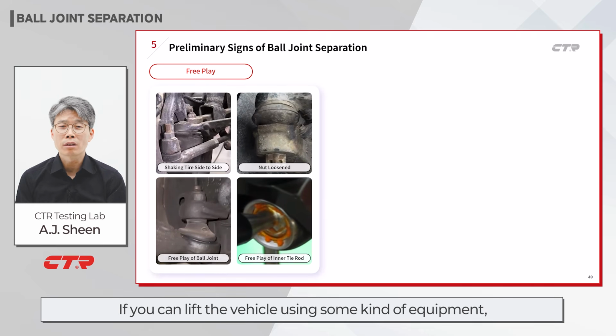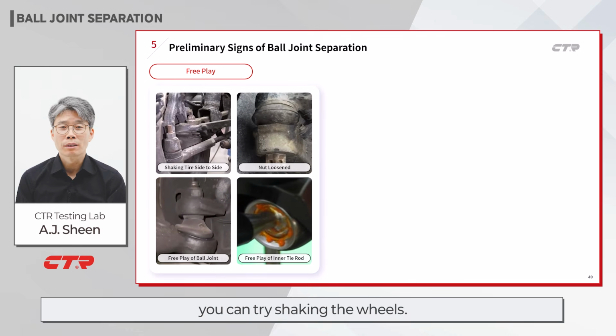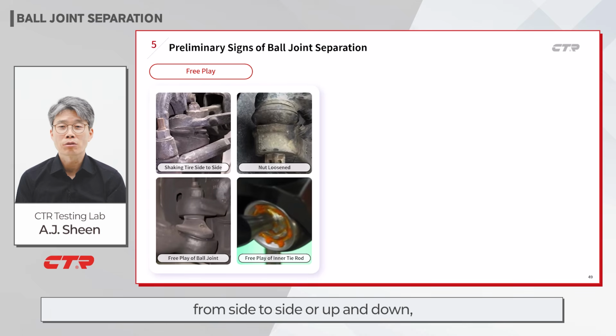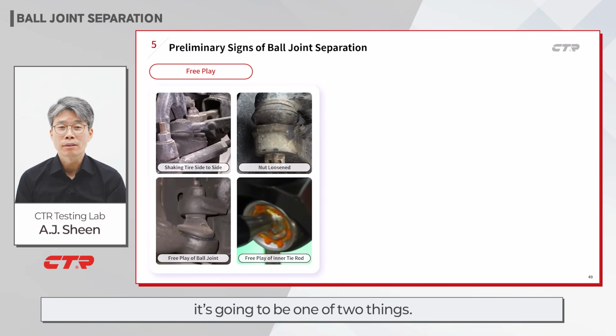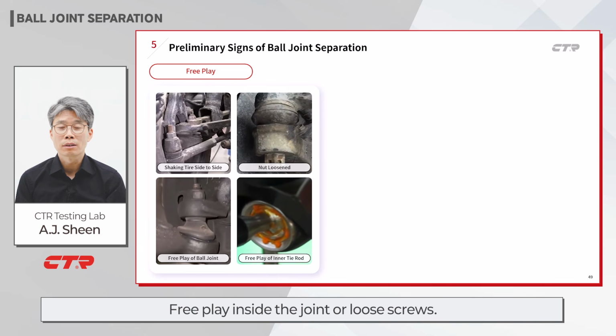If you can lift the vehicle using some kind of equipment, you can try shaking the wheels. If you feel a gap while you are shaking the wheel from side to side or up and down, it's going to be one of two things: free play inside the joint or loose screws.